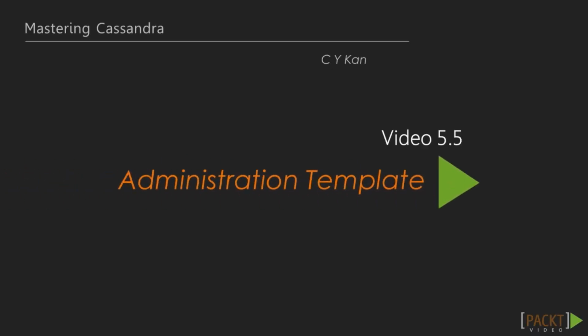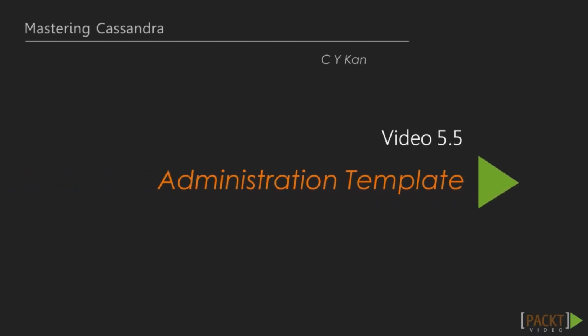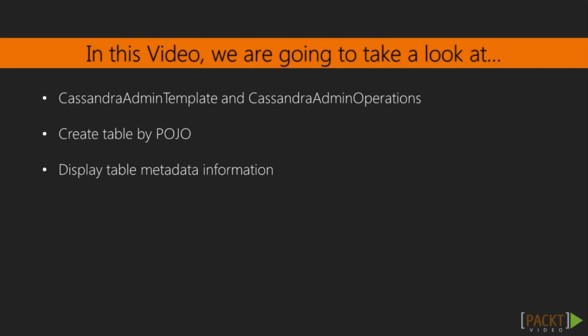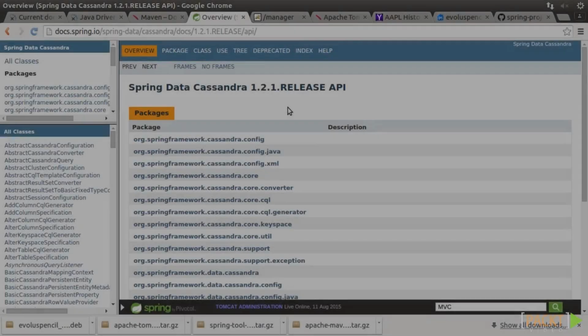Welcome to the last video in the 5th section on administration template. In the last video, we looked at using Java-Config to configure Spring Data Cassandra. In this video, we're going to look at the operations for managing a Cassandra table. We'll describe how to use Cassandra admin template and Cassandra admin operations to create a table in a Java program. We'll also write another example to retrieve and show the metadata of that table.